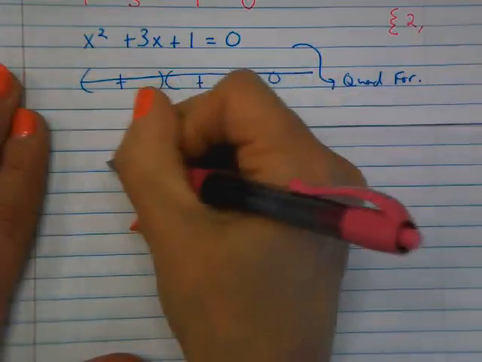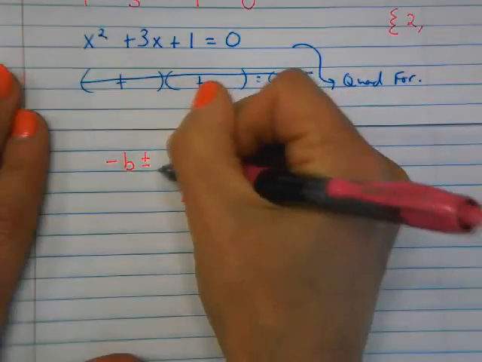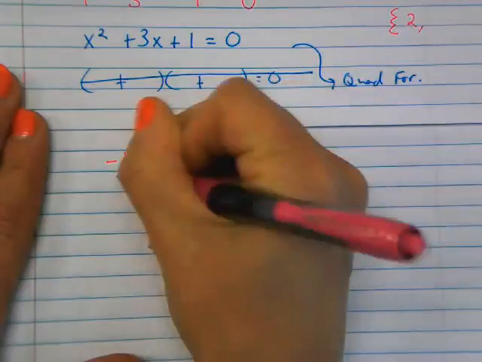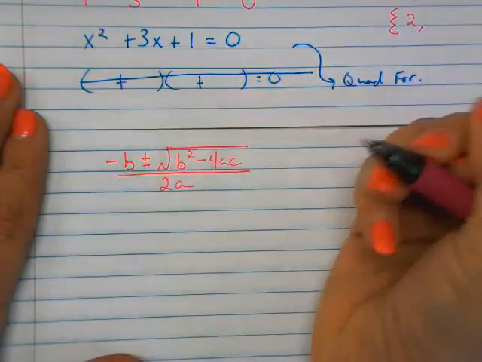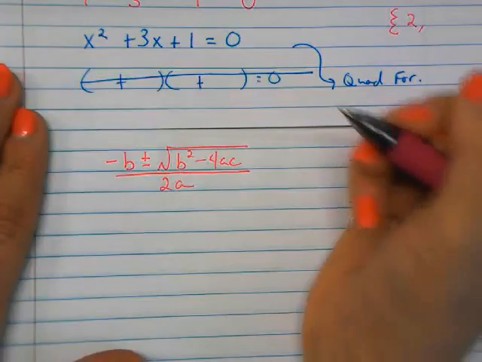Alright, so it was negative b plus or minus the square root of b squared minus 4ac all over 2a. I'm not going to sing to you guys. If you're humming the Pop Goes the Weasel song right now, congratulations.